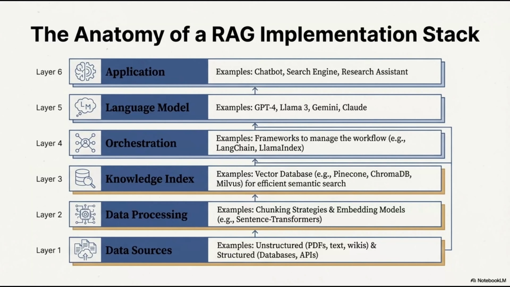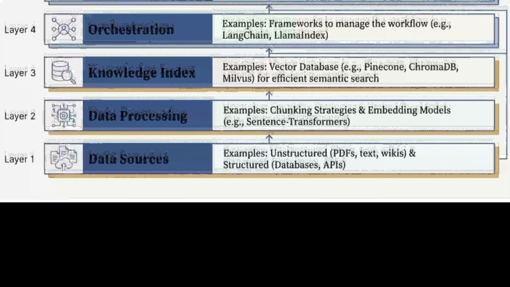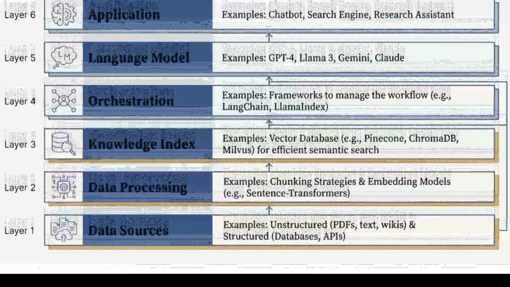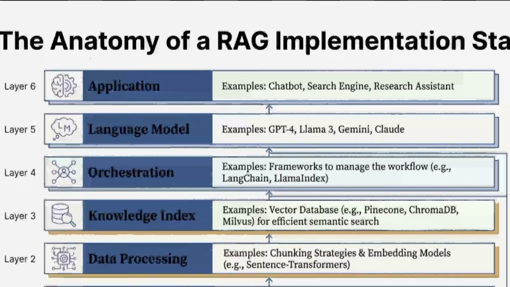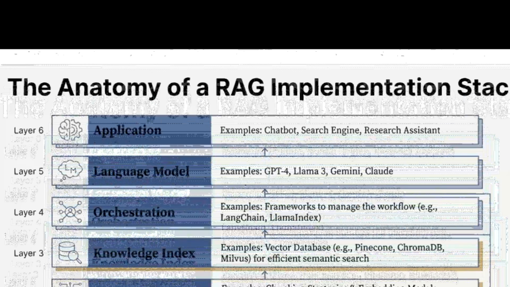So if you're looking to build this, here's the anatomy of the stack. You start at the bottom with your data sources. You process them with embedding models. You store them in a vector database like Pinecone or ChromaDB. Then you have an orchestration layer, something like LangChain, to manage the flow. And finally, sitting on top is the LLM itself, like GPT-4 or Gemini, delivering the experience to your user.